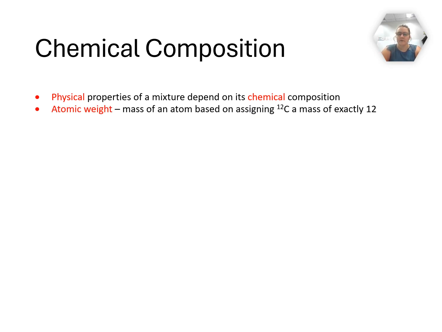Another concept that we want to make sure that we remember is atomic weight. So remember that atomic weight is the mass of an atom based on assigning a carbon-12 atom the mass of exactly 12. So atomic weights are related to the specific atoms on the periodic table. So if we say that carbon-12 is equal to 12, every other atom is in relationship to that.